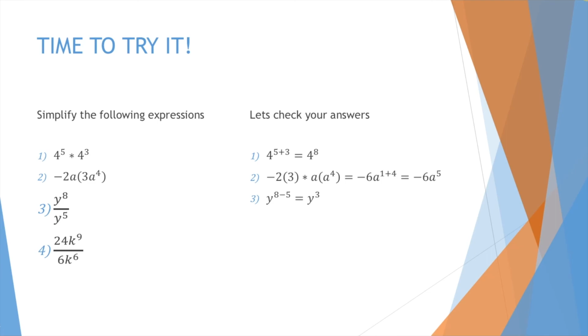For number 3, I get y to the 3rd. And for number 4, I get 4k to the 3rd. Once again, the coefficients get separated, compute them first, and then we do the variable expression of k to the 9th over k to the 6th. If you need more help, please sign up on the help board.